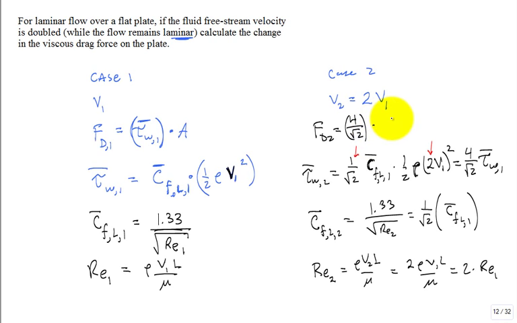times the force drag 1. So then I take 4 and I divide it by the square root of 2, and it's 2.83 FD1. So if I just double the fluid free stream velocity, and the flow remains laminar, I know it's going to want to start to transition somewhere, faster flow wants to be turbulent flow, but let's leave it all laminar flow. That's a big assumption. Calculate the change in the viscous drag force. Well, the viscous drag force didn't just double. It more than doubled. It's now 2.83 times the original viscous drag force. True? All right.